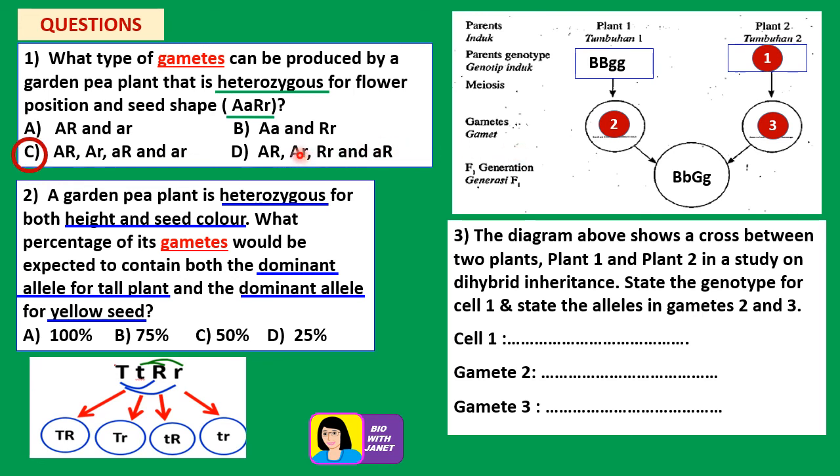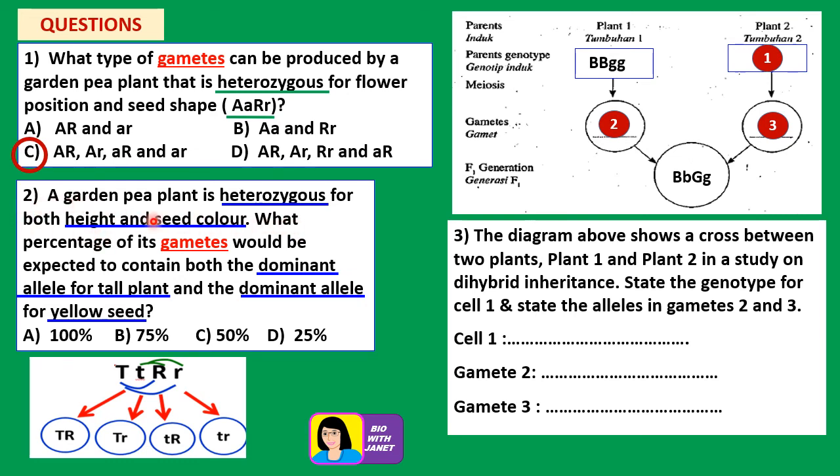Now D is not correct because you have one gamete with 2 R alleles, big R and small r. There's no A allele, so it's wrong. Because you should have one copy of each type of allele: A allele 1 copy and R allele 1 copy in a gamete.